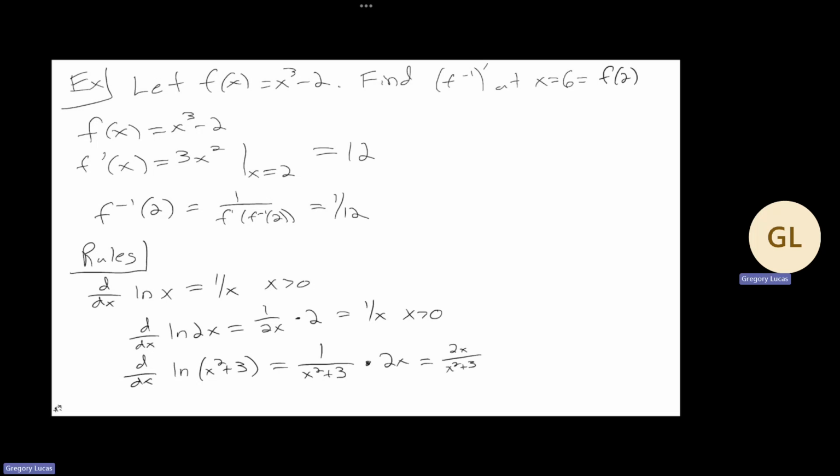Let's look at another rule. So if we have the derivative of an exponential, let's say we have a to the x, we get a to the x times ln a. Right? This one's pretty straightforward. So if we have the derivative of, let's say, 3 to the x, the derivative is 3 to the x, and then times ln 3.